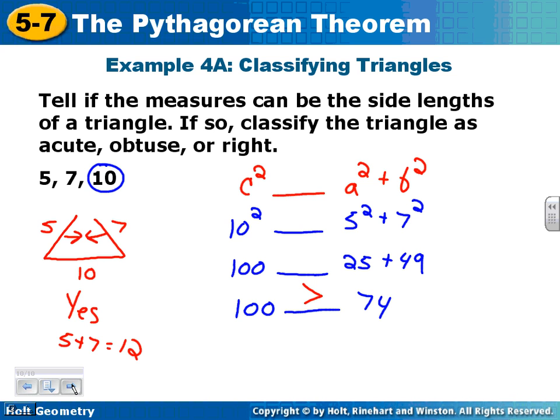Well, if I get a greater than symbol, that means the triangle is obtuse. Less than would be acute, equal to would be right. But in this answer, 100 is greater than 74. That means that triangle would be obtuse.